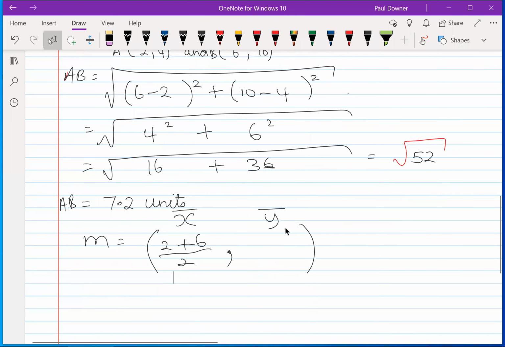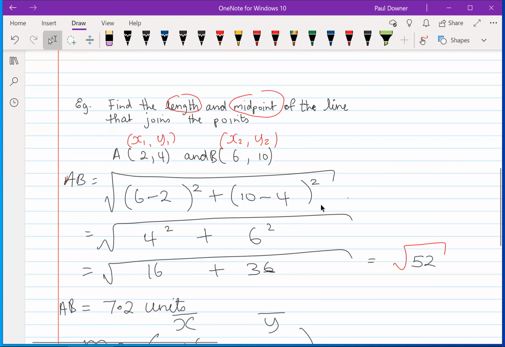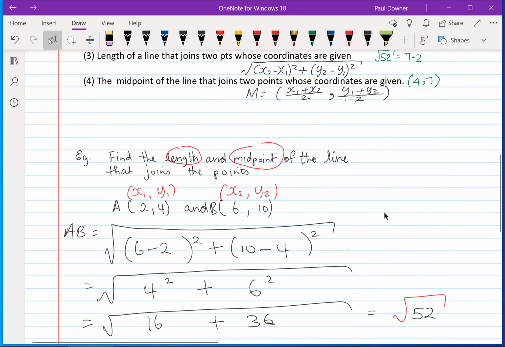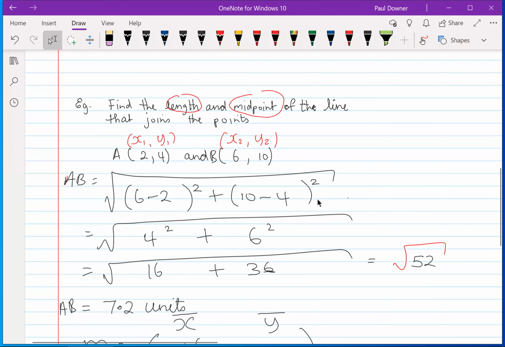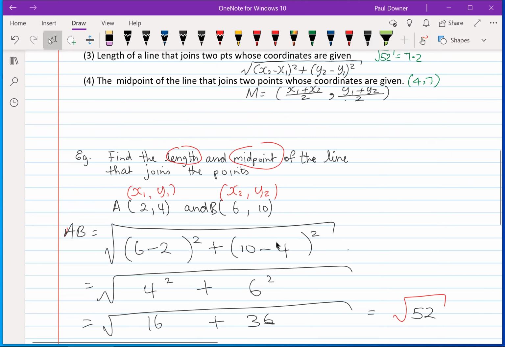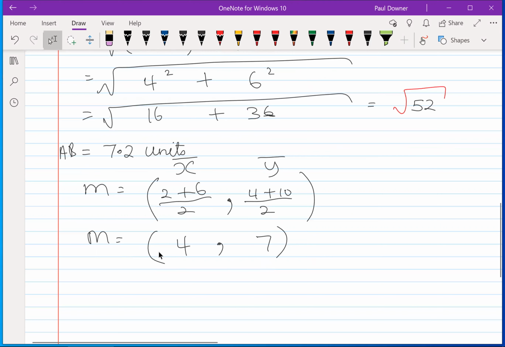And for the Y coordinate, we have to do the same thing. What is it? Y1 plus Y2 over 2. Another way of saying it, it's the average of the Y coordinates. So that'll be 4 plus 10 over 2. That'll come here. 4 plus 10 over 2. So our midpoint M is going to have coordinates 2 plus 6 on top, that's 8 over 2, which is 4. And 4 plus 10 on top is 14 over 2, is 7. So our midpoint is going to have coordinates 4, 7.